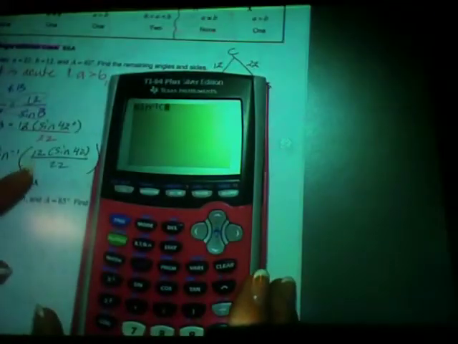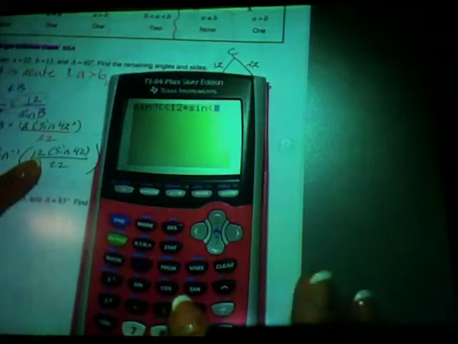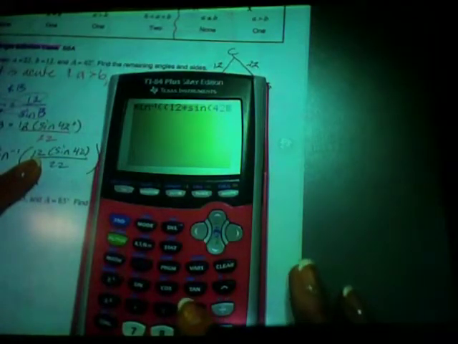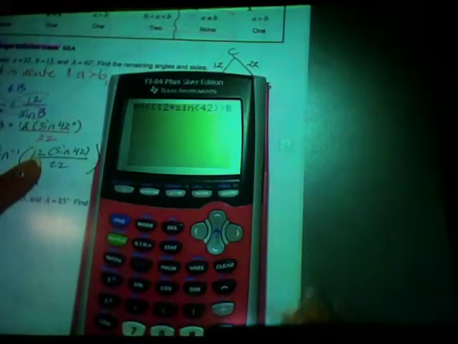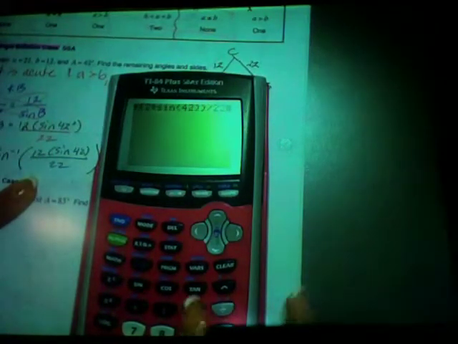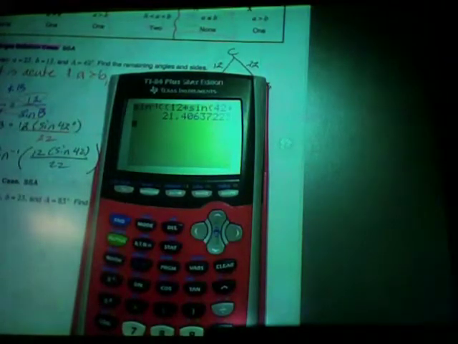Alright, so inverse sine of, and I'm going to use parentheses for my numerator. So parentheses 12 times sine of 42. That's ending my sine only. This is ending my numerator. And then divided by 22. And I need another parentheses to end what I'm taking the inverse sine of. Parentheses are huge. So then what'd you get? They didn't say how far to go out to, so just to be on the safe side, we're going to go to 2 decimal places. So 21.441.